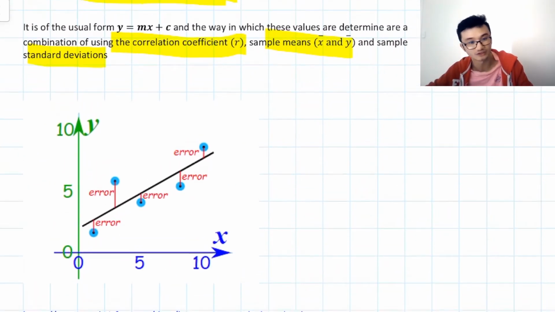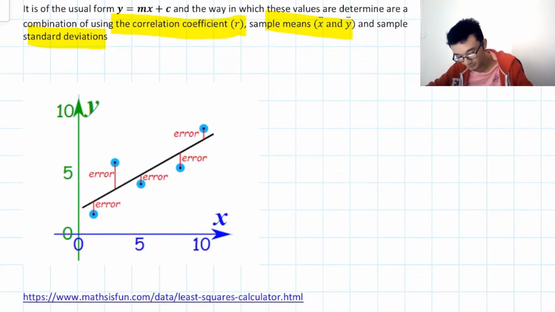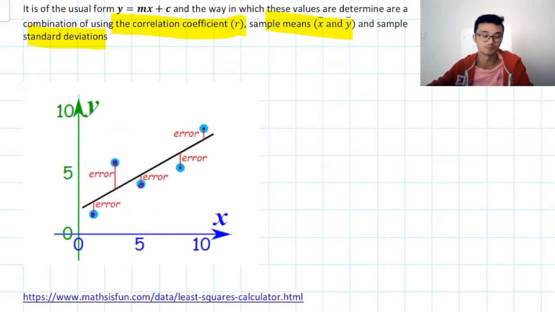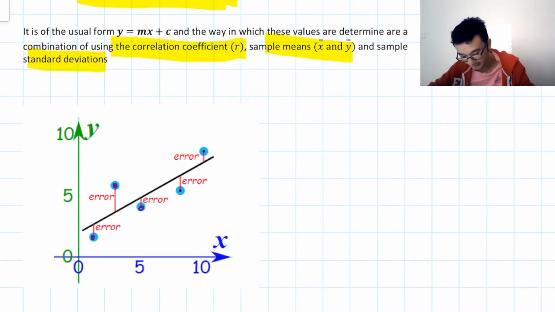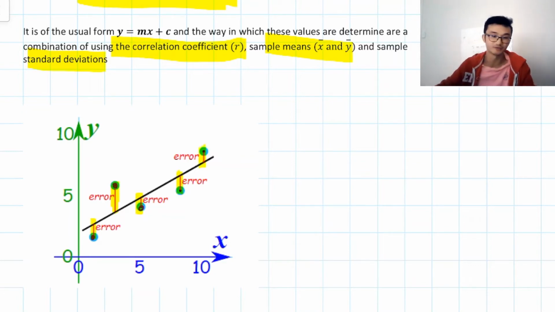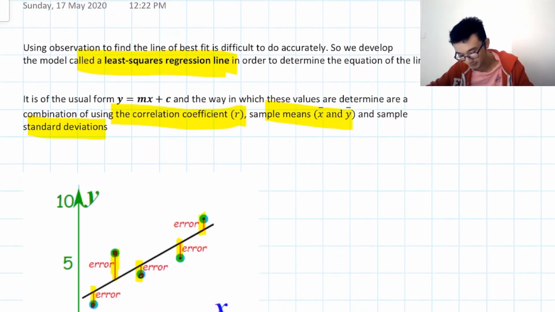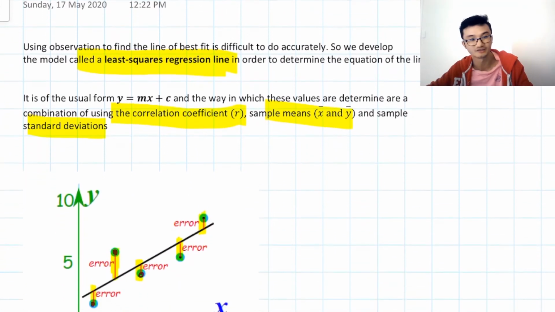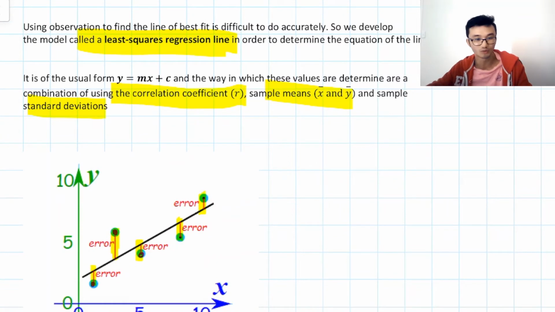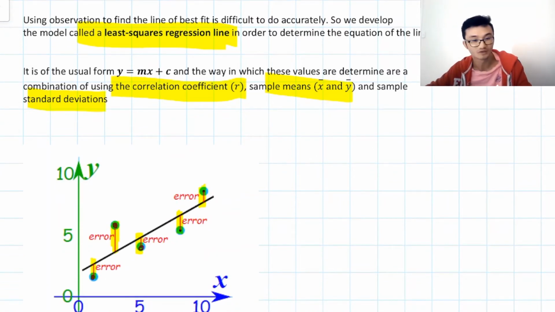Just as a visual thing, if you look at this scatter plot over here, you can see that we've got all these different points represented by the blue dots, right? But the errors, so to speak, the distances away from the actual point and the line of best fit, that can be thought of like an error. And the least squares regression line aims to minimize the squared distances between those blue points and the line of best fit.